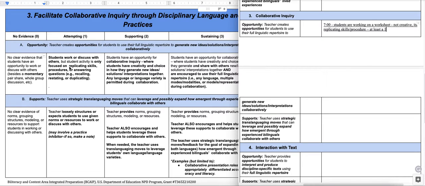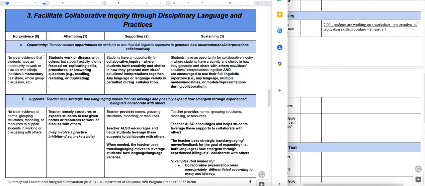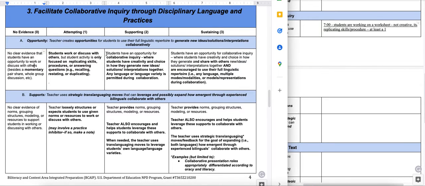Okay, so once we have our level 1 for this practice, we can start looking for evidence for a level 2 or potentially a 3. So in order to find evidence for a level 2, we would need to see students having an opportunity for collaborative inquiry. So that's what they're getting on the field. They're getting to use their skills and ideas in creative ways, where students have creativity and choice in how they generate new ideas, solutions, or interpretations together. Any language or language variety is permitted during collaboration.